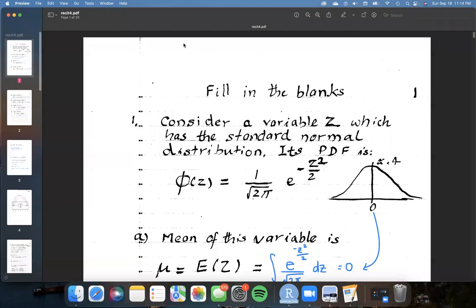Welcome to STT 315 Recitation 4. We're going to go over the recitation activity along with homework 1.